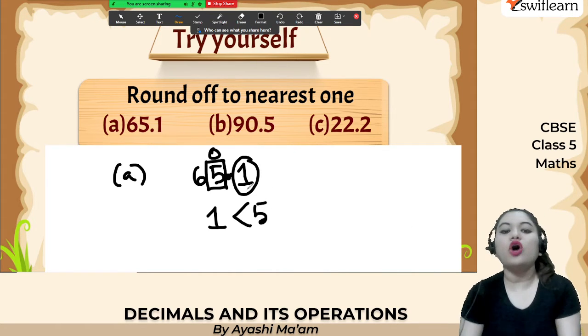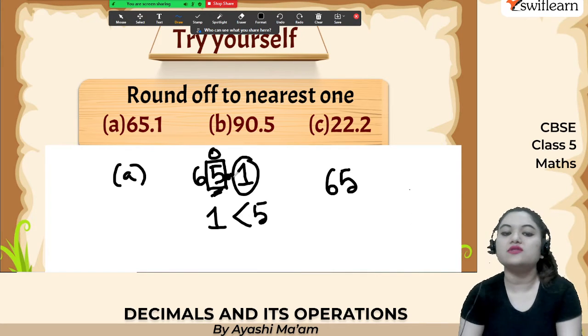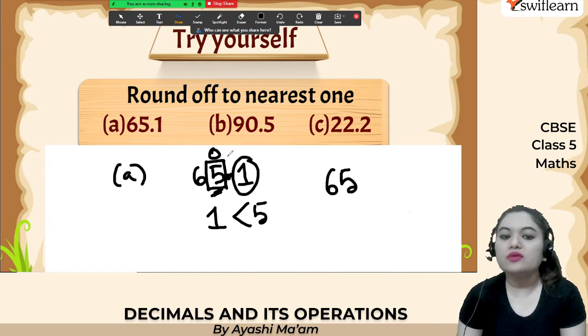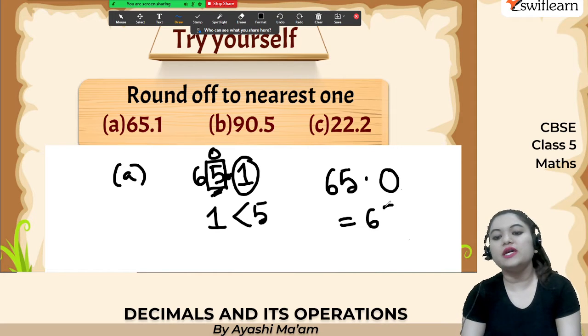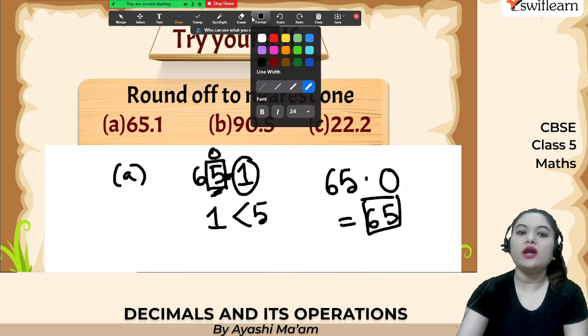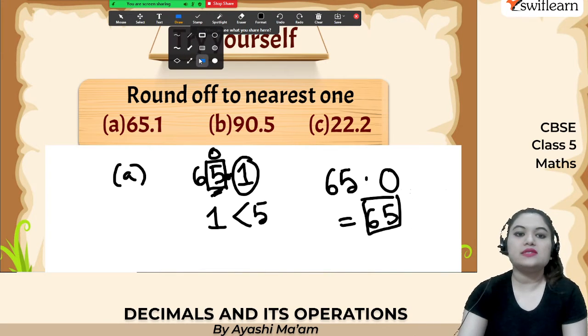And that's why we are not going to do anything to this 5. We will leave it as it is. So we will write down 65, and because it is rounding off to nearest one, we will keep up to 65. Whatever is present after this one, turn it into zeros. So it will be 65 or 65.0, and this will be your answer. Got it?